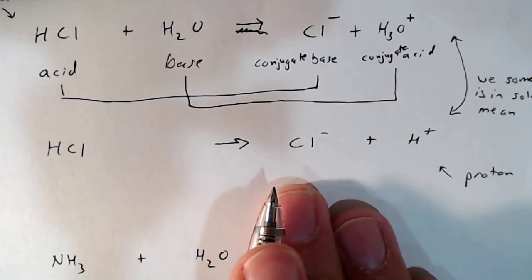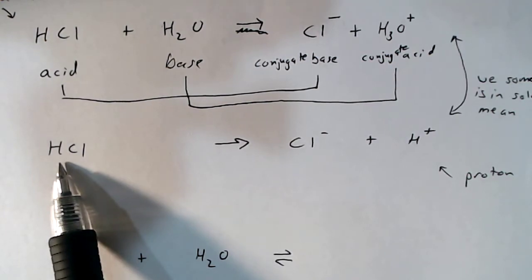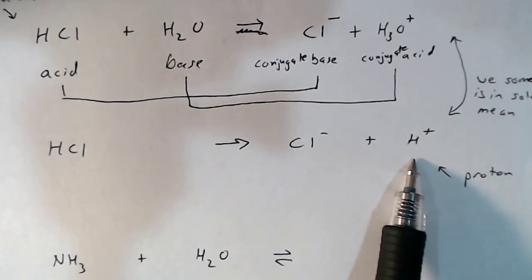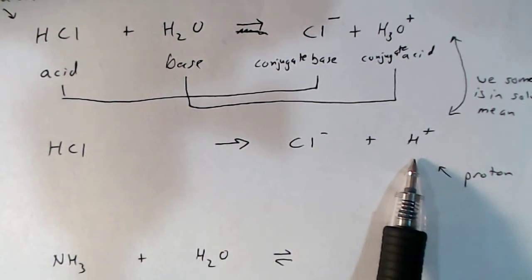And so sometimes we skip writing it. So we could just say that in the presence of water, hydrochloric acid just kind of breaks up into chloride and this proton. This is kind of another way of drawing out what happens. This is the shorthand. So H plus doesn't actually exist. This would be super unstable.